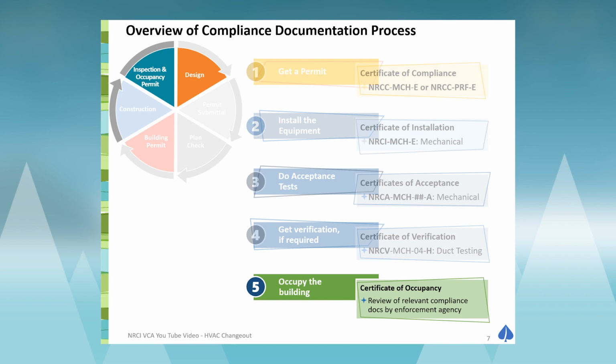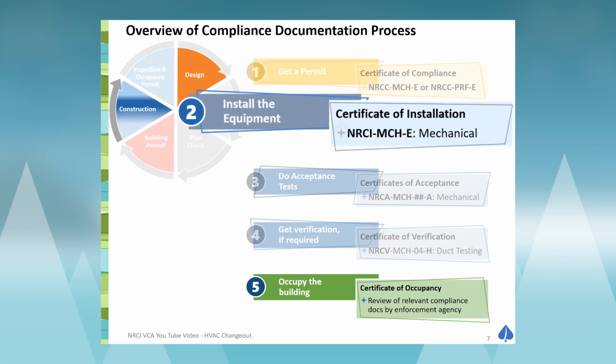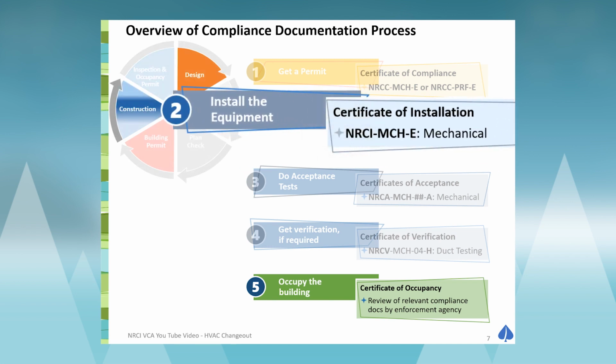The building departments only need to maintain the Certificate of Compliance form within their records, though they need to confirm that the Certificate of Installation, Certificate of Acceptance, and Certificate of Verification have been provided and do support the work associated with that address, and these forms are to be provided to the building owner at the end of the project. Let's concentrate on the Certificate of Installation form.